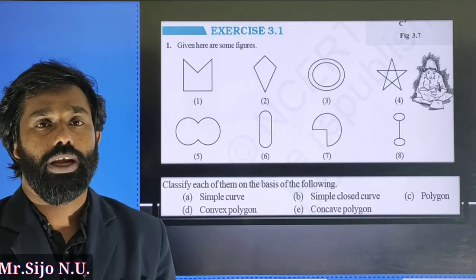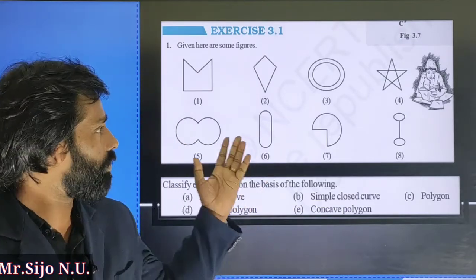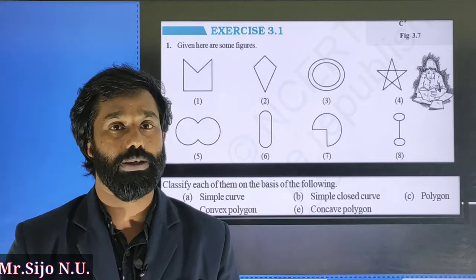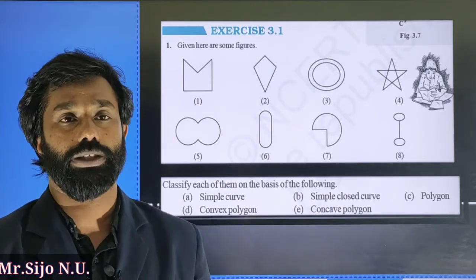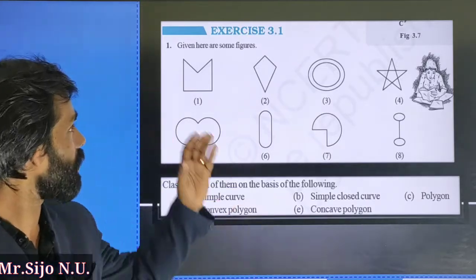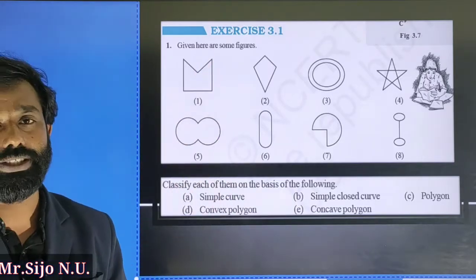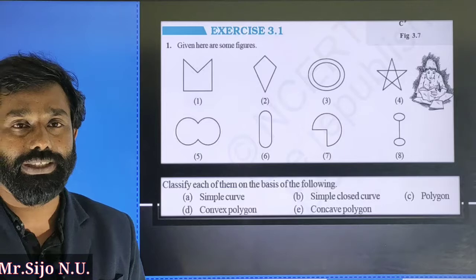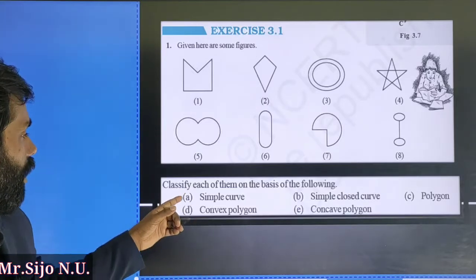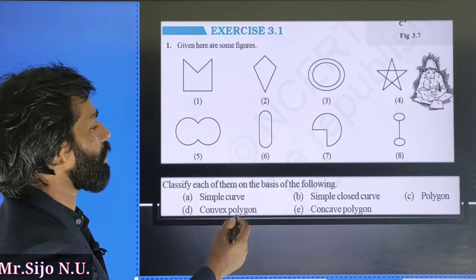Today we are going to check our first exercise, the third chapter, understanding quadrilaterals. In that chapter, the first exercise. The first question is: given here are some figures. Classify each on the basis of the following.